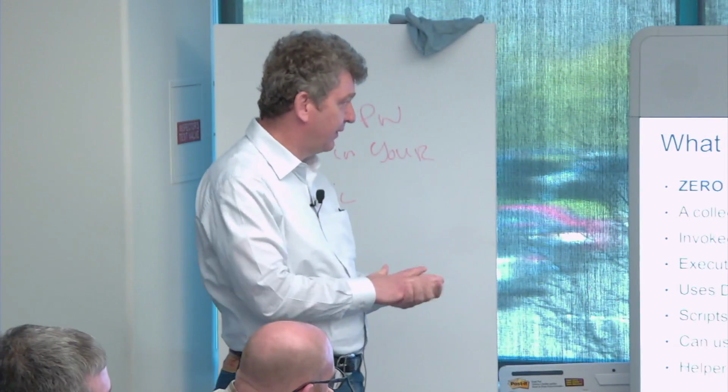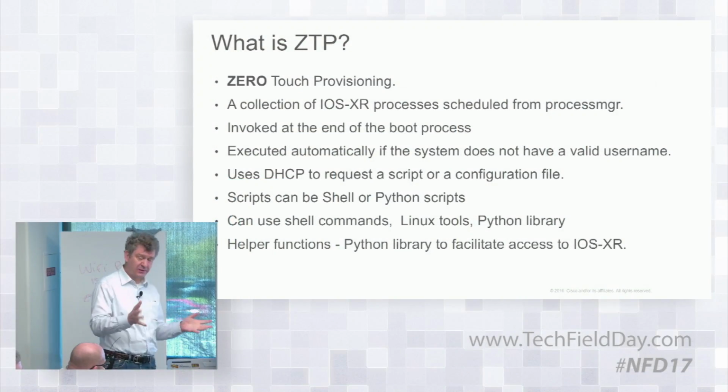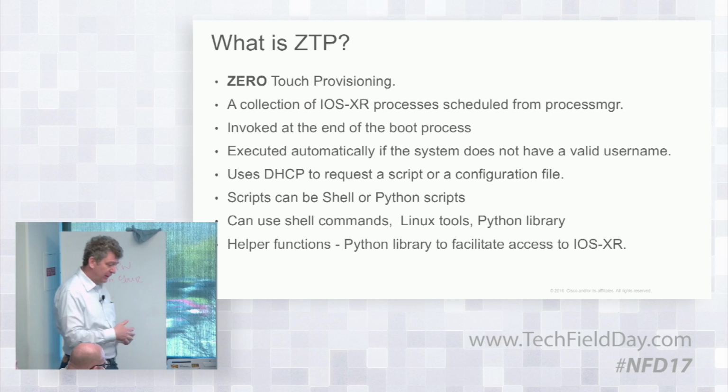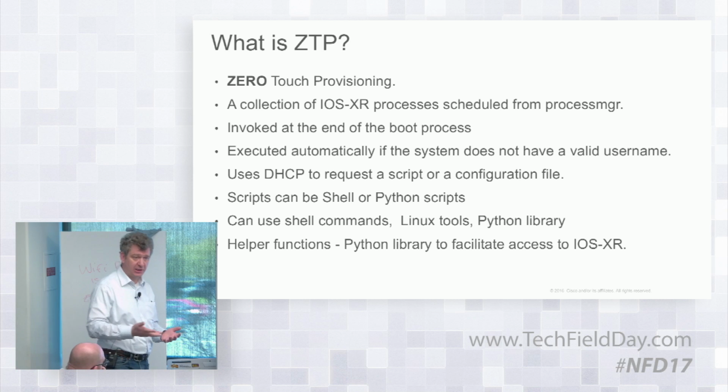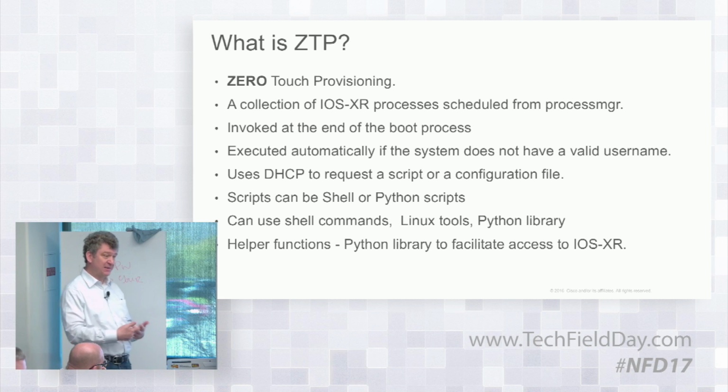So then the next part of it is the zero touch provisioning framework. It is actually kicked off at the end of the boot process. It's kicked off by XR itself, but it is executed inside the Linux shell. That's important. And it's executed automatically if the box has no configuration whatsoever. We actually have a check for that. You can also invoke it by hand at the CLI.